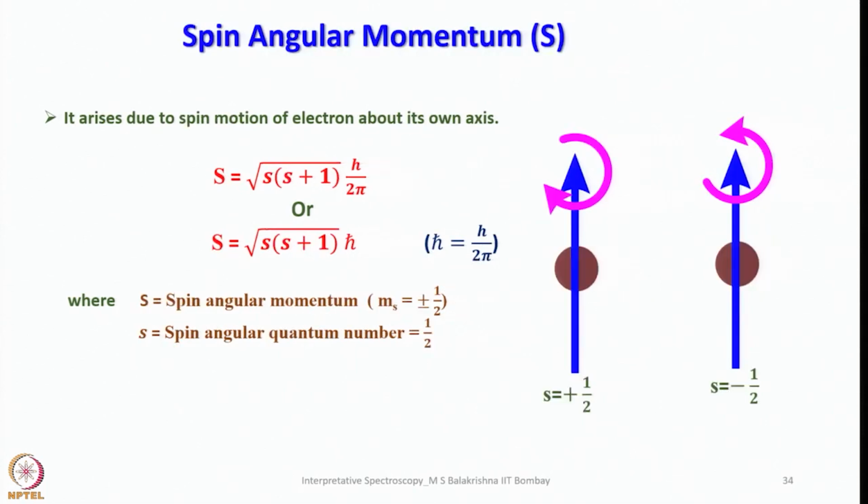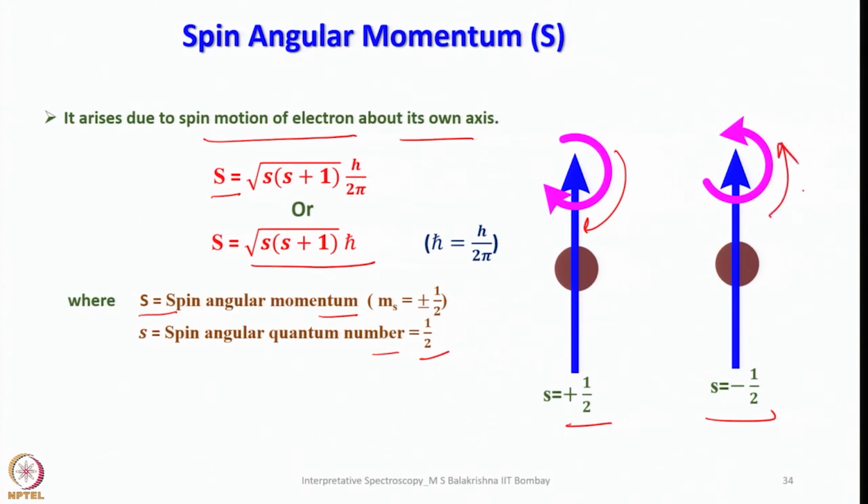Okay. Now spin angular momentum arises due to the spin motion of the electron about its own axis. So this is given by S equals square root of s into s plus 1 into h over 2 pi, the way we gave orbital angular momentum. You can also simplify it like this, where ms equals plus or minus half, and s is the spin angular quantum number, that is half. So ms can be plus half or minus half. Plus half is shown clockwise and minus half is shown anti-clockwise.